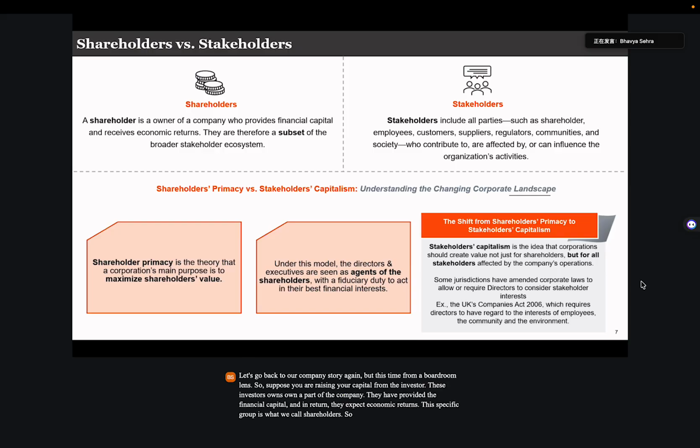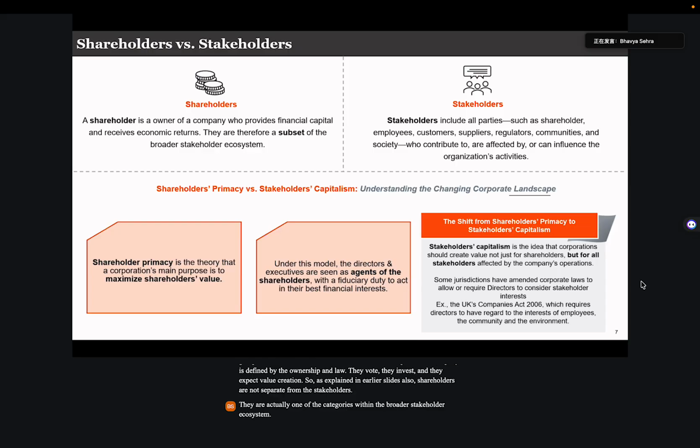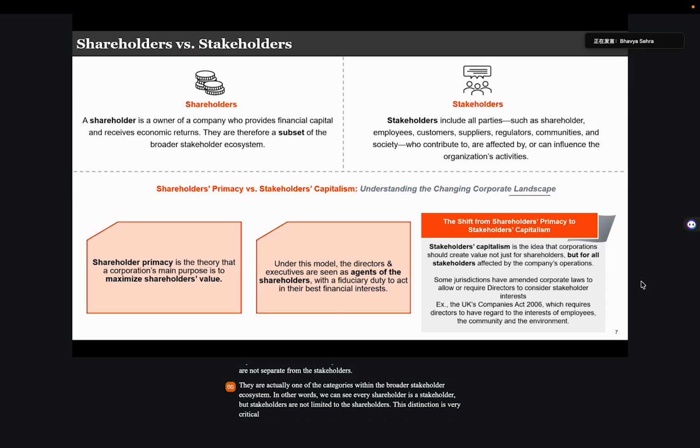Their relationship with the company is defined by ownership and law. They vote, they invest, and they expect value creation. As explained in earlier slides, shareholders are not separate from the stakeholders. They are actually one of the categories within the broader stakeholder ecosystem. In other words, every shareholder is a stakeholder, but stakeholders are not limited to shareholders. This distinction is very critical because confusion between these two ideas has actually shaped corporate decision making for decades now.